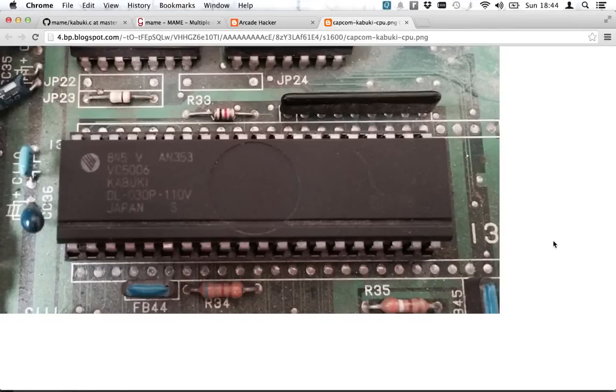Today we're going to be seeing the final video on Kabuki, this very nice CPU that, if you recall correctly, is a security crypto Z80 CPU used in many games out there, ranging from Pang to Cadillacs and Dinosaurs and many other famous titles.